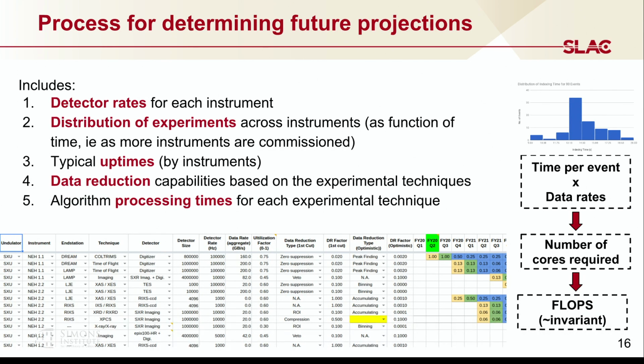Last year we went through a huge exercise where we started from the detector rates for each instrument, the distribution of experiments across the instruments for LCLS-II, the typical uptimes of these experiments, and what we expect the data reduction to be based on the experimental technique. Then we measured the processing time for each experimental technique. This has given us a handle on what we expect the computing needs for the data reduction pipeline and for the offline computing to be. This is what we have used for scaling the data reduction, and to ask for computing capabilities.